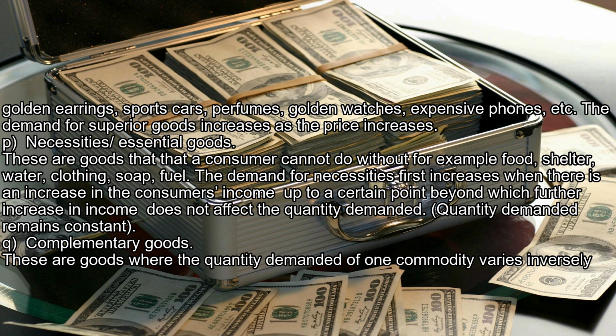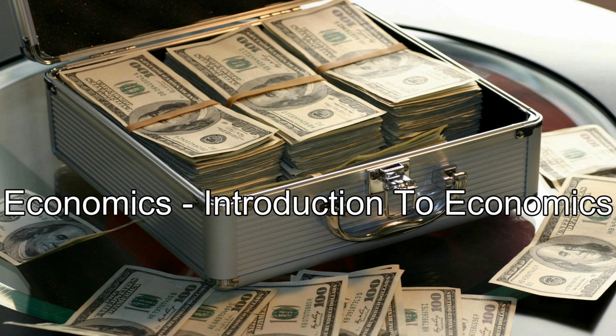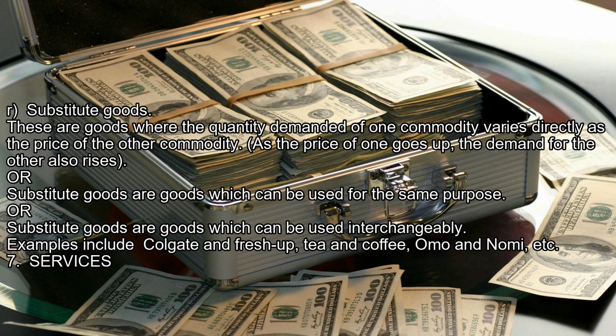Complementary goods. These are goods where the quantity demanded of one commodity varies inversely as the price of the other. Substitute goods. These are goods where the quantity demanded of one commodity varies directly as the price of the other commodity. As the price of one goes up, the demand for the other also rises. Or substitute goods are goods which can be used for the same purpose, or interchangeably. Examples include Colgate and Fresh Up, tea and coffee, Omo and Nomi, etc.